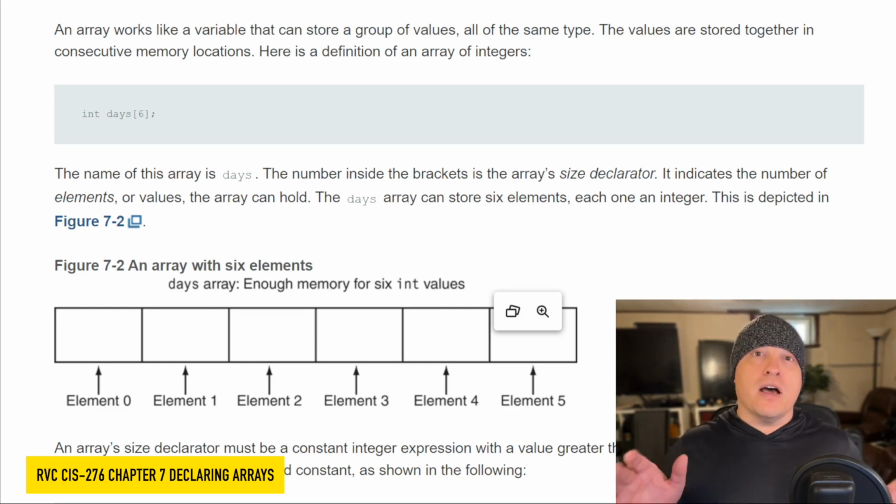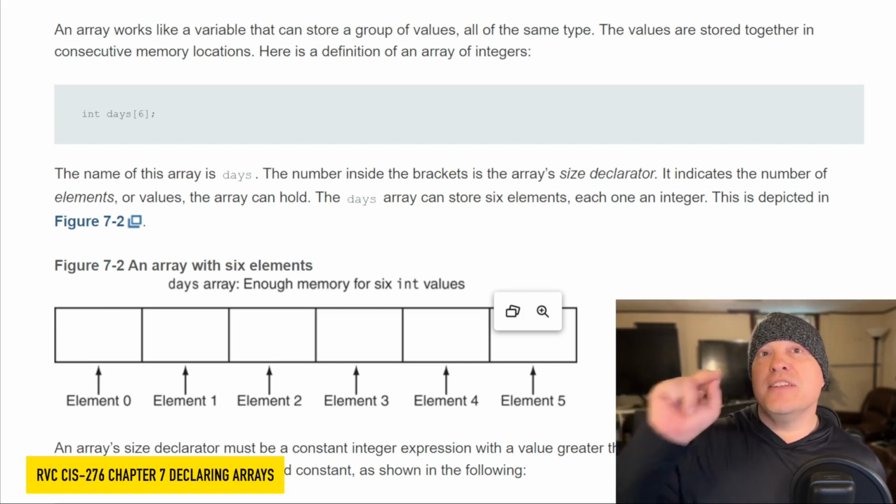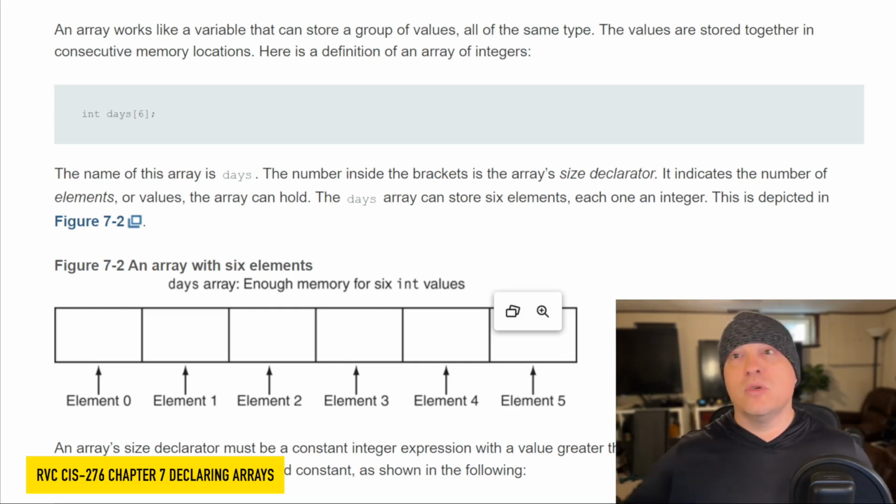So the way this goes in C++ is as follows. The very first thing is the declaration type of the array. So this would be int, char, float, bool, string, etc. Then that is followed by the name of our array. In this case, it is days.